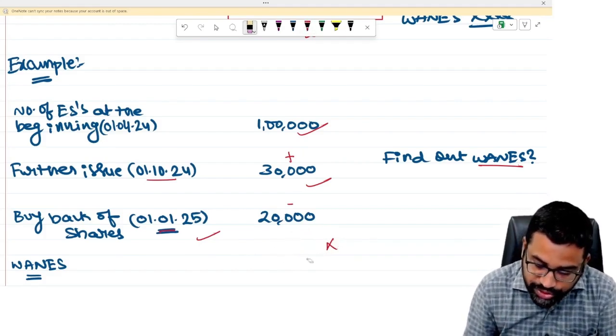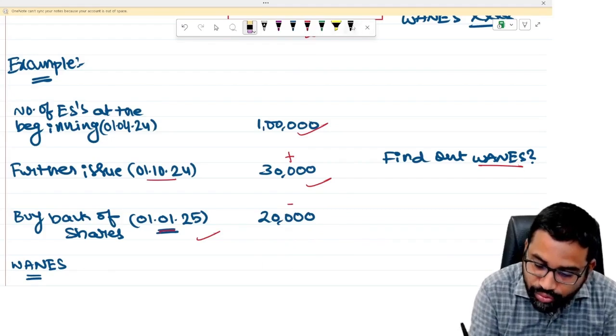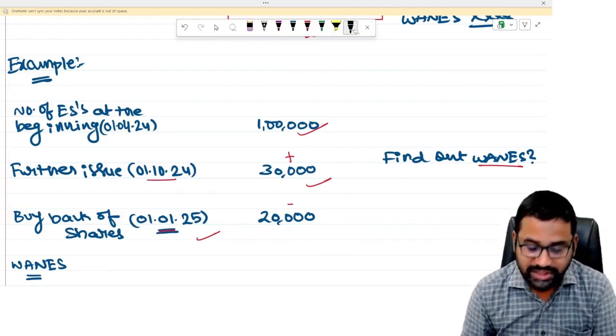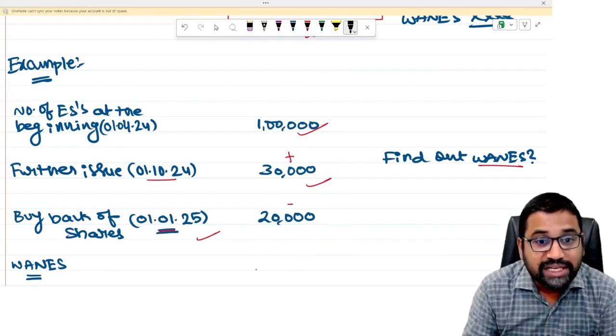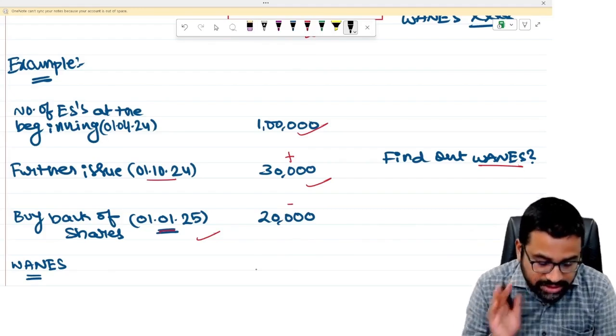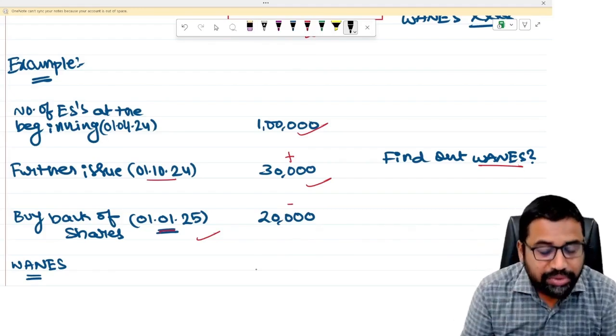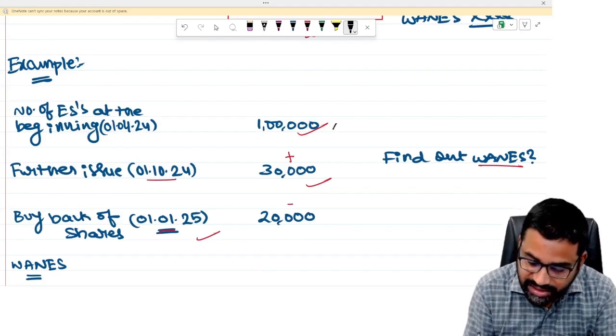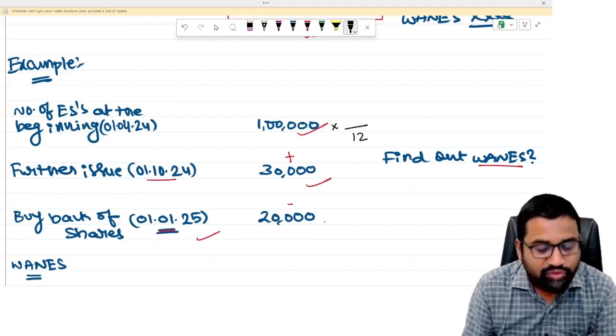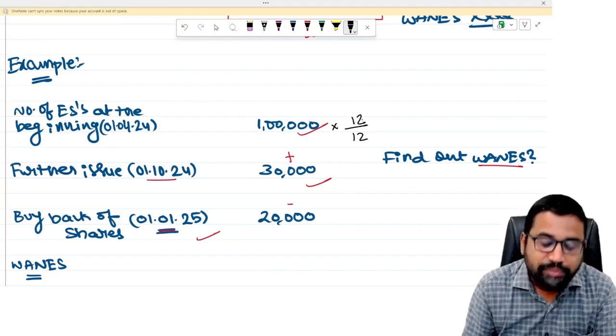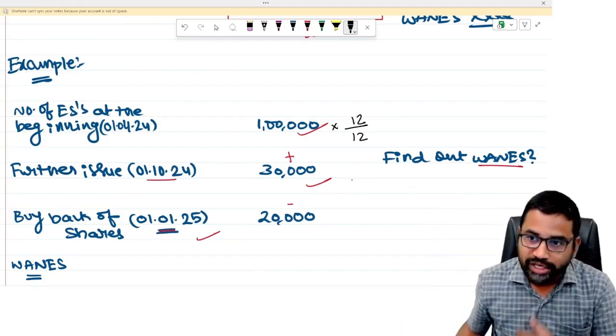What you need to do is find the weighted average number of equity shares. That means the number of shares is multiplied by the time weight factor. Sir, how to do it? Very simple. From the beginning, how many shares are there? 1 lakh shares. Suppose in a year there are 12 months, so it is there from the beginning of the year, so you take 12 by 12.